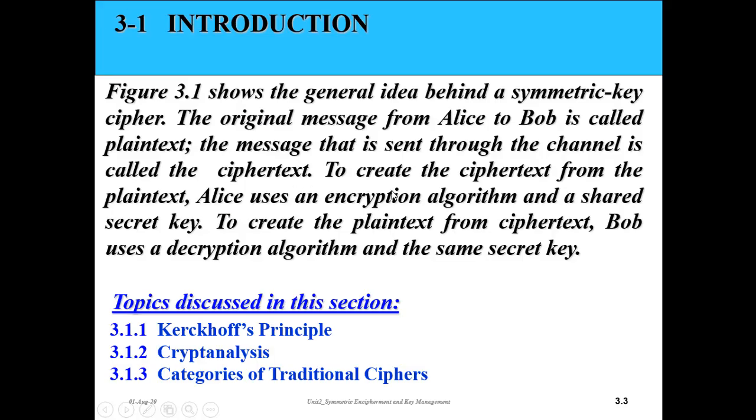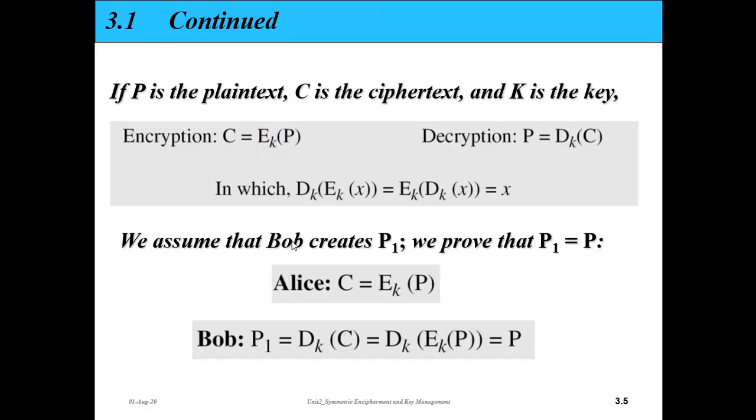Okay. So to create the ciphertext from the plain text, Alice uses an encryption algorithm and a shared secret key. To create the plain text from ciphertext, Bob uses a decryption algorithm and the same secret key. So what are the nuances here? The key is the same, but for encrypting one algorithm is used, and for decrypting a different algorithm is used. So you can see the complications here.